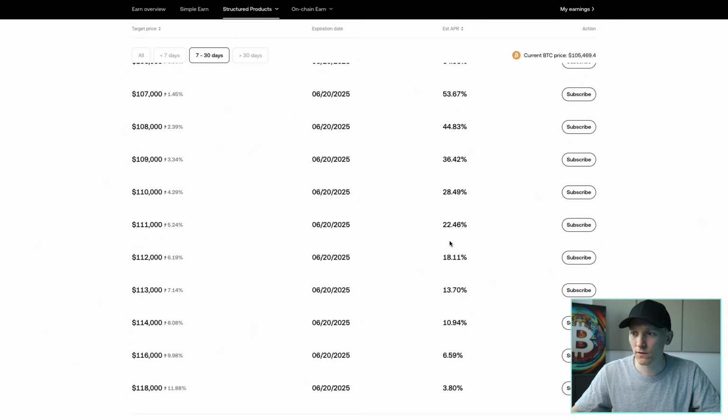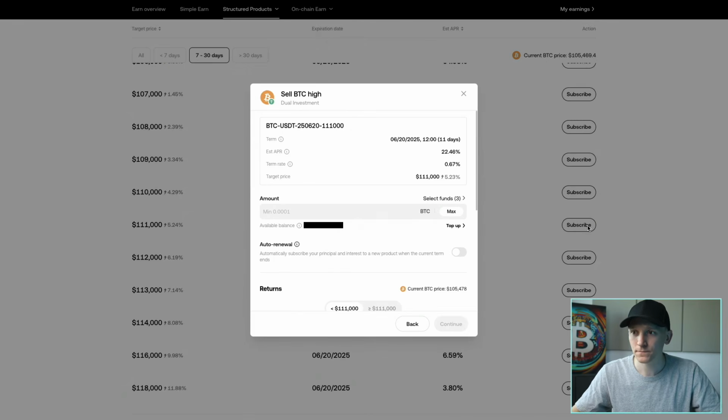So let's go to this one, for example. We'll press subscribe here. You can see that this is Bitcoin USDT. This is the date and the expiry of the options contract, so 2025, 06, 20th day of June, right? And then you can see this is the price of that contract as well. So that's all the contract information that you need.